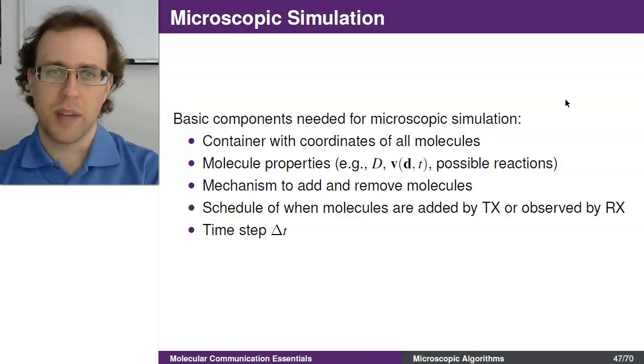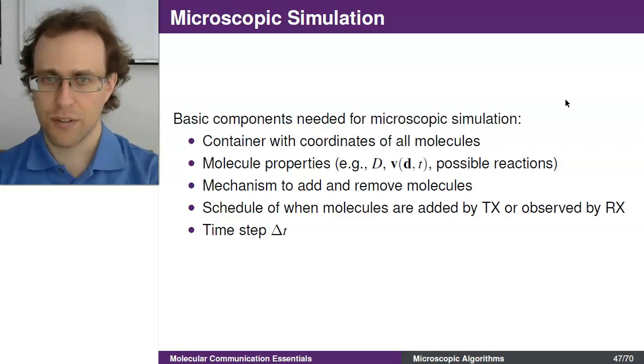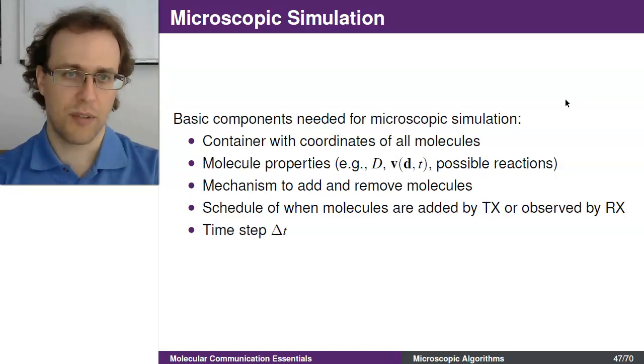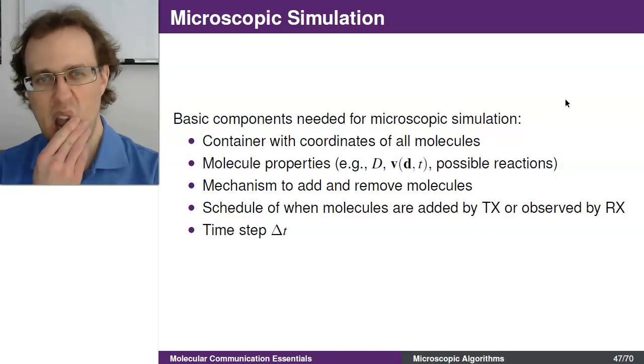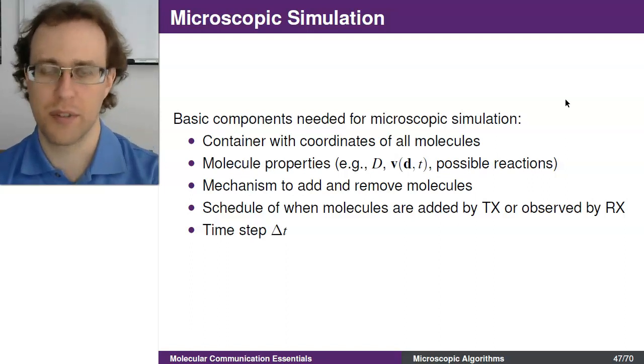You'll also need to have some kind of scheduling for when molecules are going to be added by the transmitter. So this could be done just once if you're only considering a single emission. But if you're going to have a transmitter releasing molecules multiple times, you'll need to track that somehow. And you also want to schedule when the observer at the receiver is doing its counting. So when is it observing?